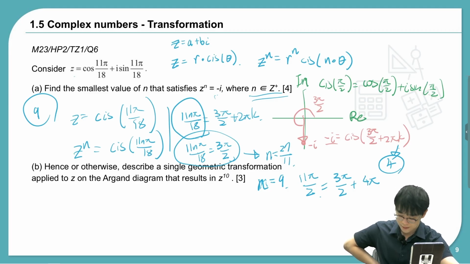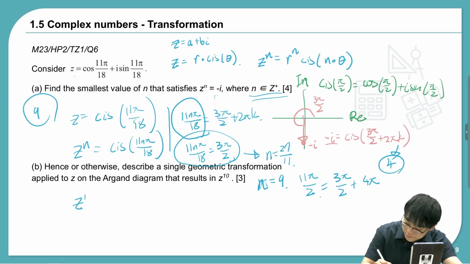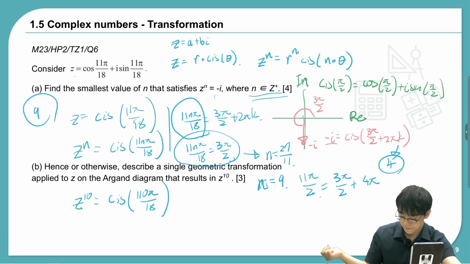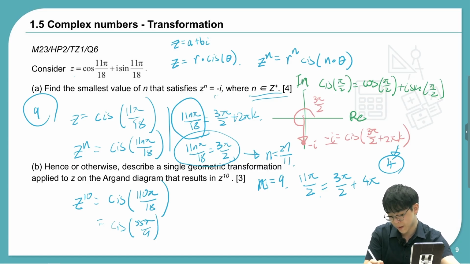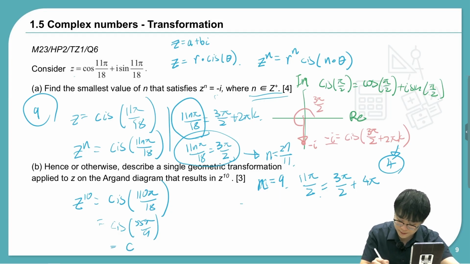Okay. Now for b, how could we get z to the power of 10 from z? So z to the power of 10 will be cis 110 pi over 18, right? If we try simplifying that, it would be 55 pi over 9. And if you take out a bunch of 2 pi's, right, we know we can take out at least like 54 pi here, because 54 pi over 9, that's going to be 6 pi. So we know it's like a periodic thing. We can just take out that. So z to the power of 10 is equivalent to pi over 9.